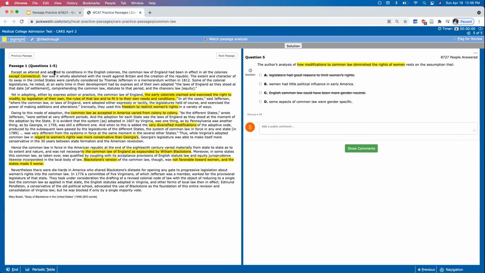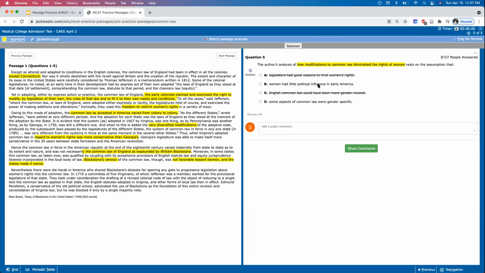Right, so we're trying to find the assumption. So how modifications to the common law diminish the rights of women rests on the assumption that what? So if they already have little political influence, it's more of a cause to diminish their rights, right? So it's not saying that.